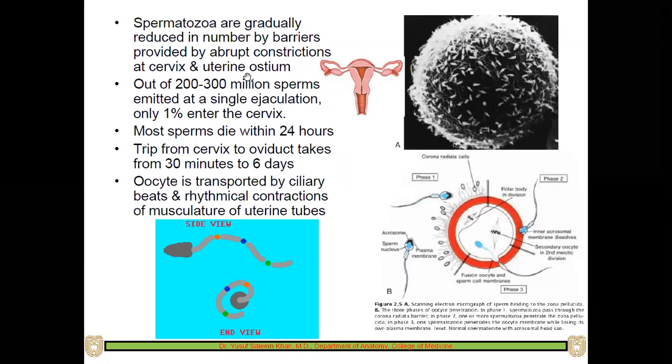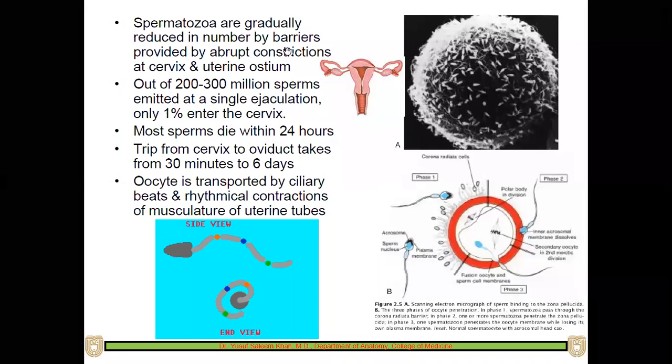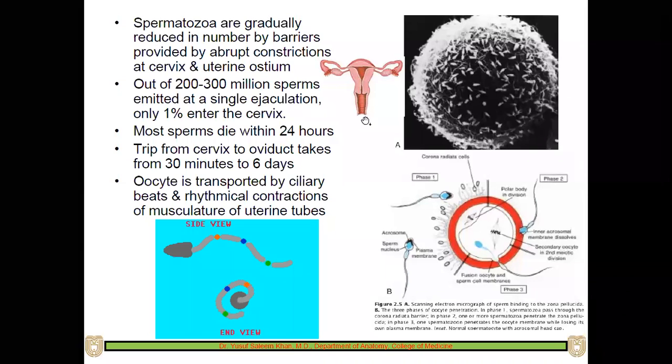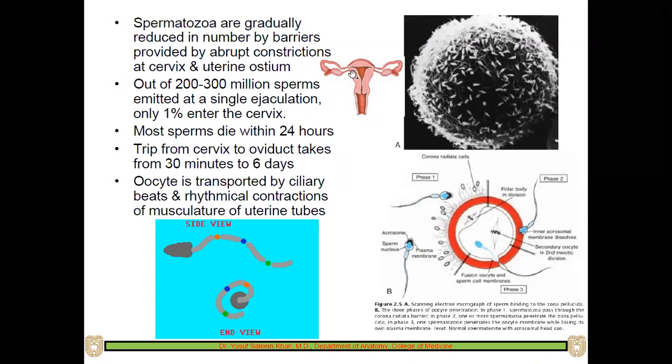The spermatozoa are gradually reduced in number by the barriers provided by the abrupt contraction of the cervix and the uterine ostium. So once the sperms are poured inside, the contraction will begin, and this contraction will lead to production of many barriers which will prevent the sperms from entering.